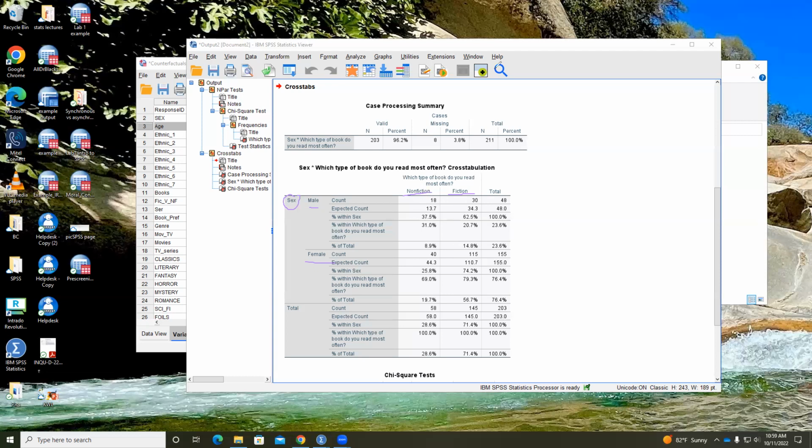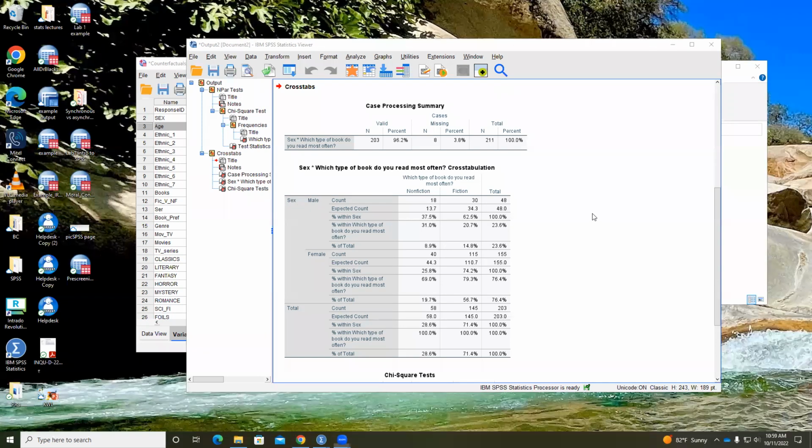We could go down to females. We would expect 44.3 to prefer nonfiction, but actually fewer, only 40 did. We would expect 110.7 to prefer fiction, and actually more, 115 did. We can also see the percentages by category here. So let's clear this.